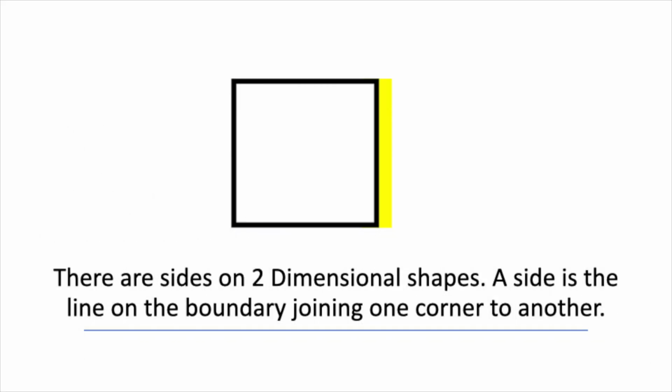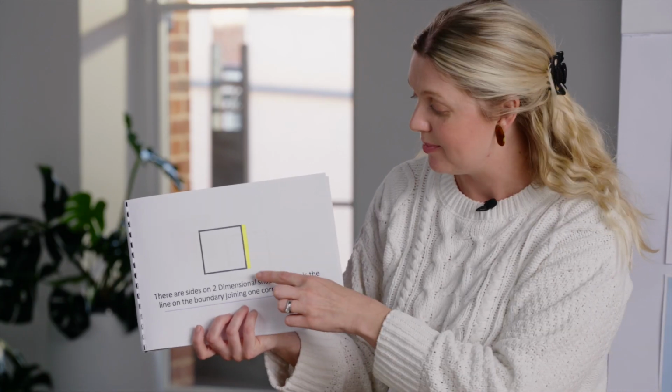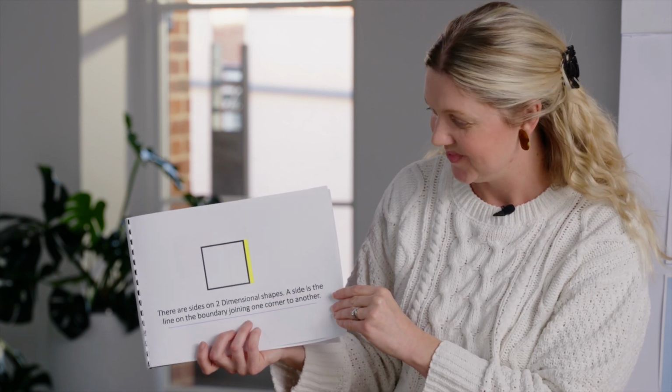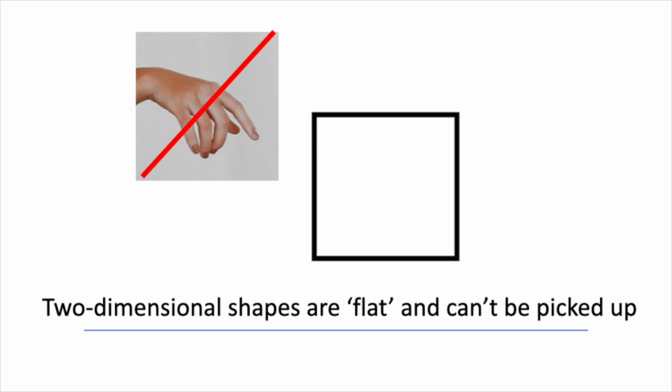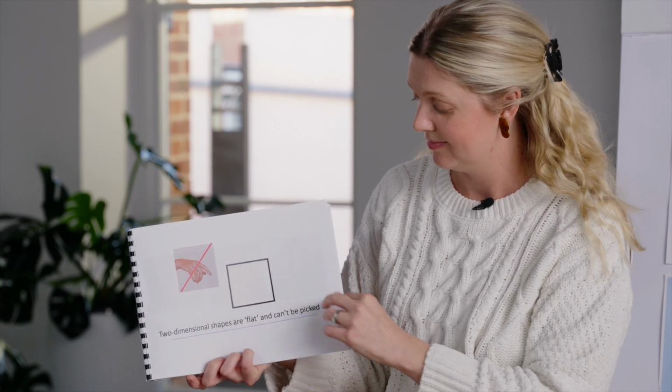There are sides on 2-dimensional shapes. A side is the line on the boundary joining one corner to another. So how many sides on this shape? That's right, 4. I hope this is helping, Mike. 2-dimensional shapes are flat and can't be picked up. See? Can I pick this up? No.